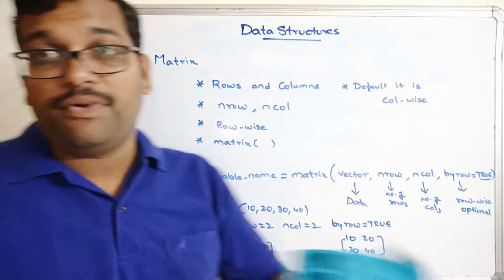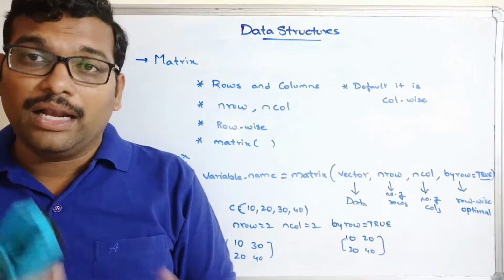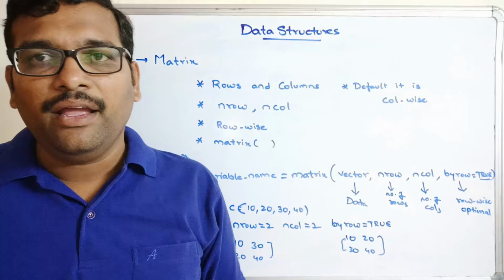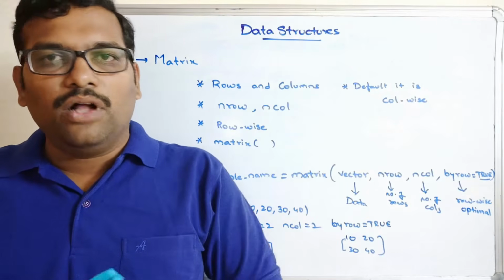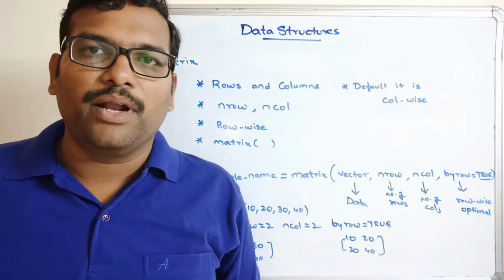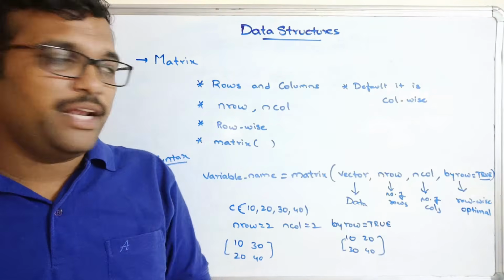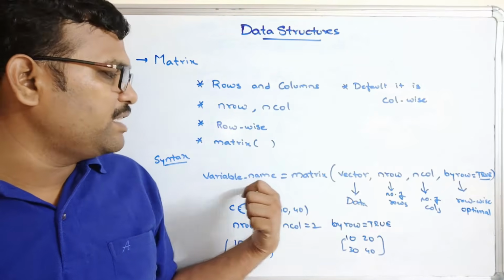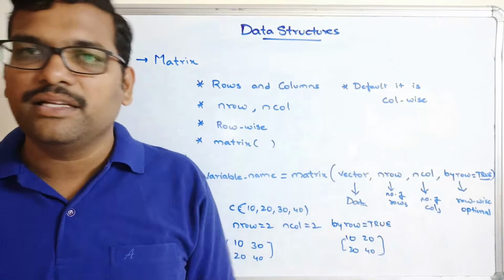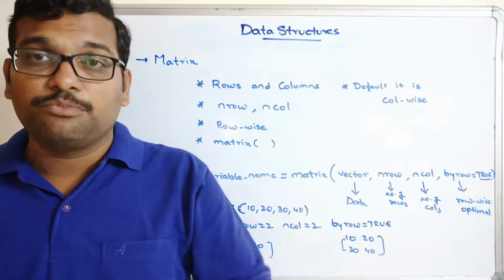So we have seen different data structures: a vector, list, data frame, array and a matrix. All these are available in R programming. Now we'll move on to RStudio. I'll show you the implementation and the syntax of all these data structures. So let us move on to the system.